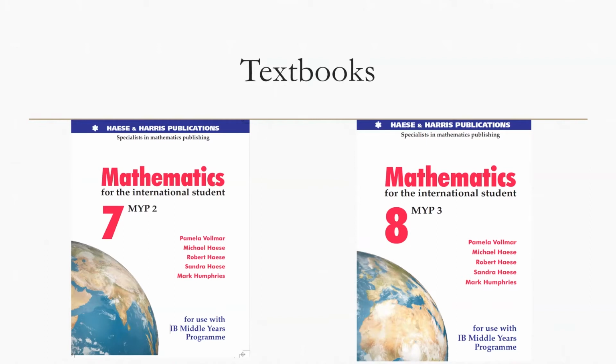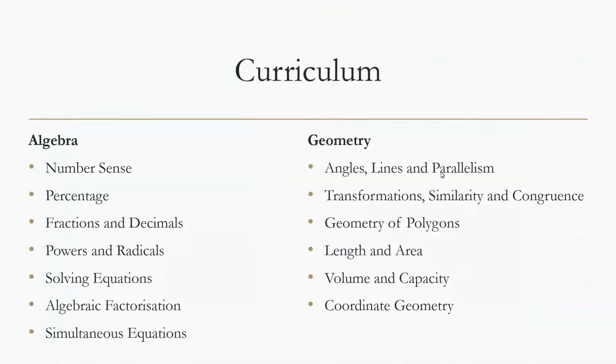Here is a brief overview of the curriculum. Mainly for this class, we're going to cover algebra and geometry. Those are the most important math strands, and most of the questions on the IB entrance test are going to be algebra and geometry. Under algebra we'll cover number sense, percentage, fractions and decimals, powers and radicals, solving equations, algebraic factorization, and simultaneous equations. For geometry, we have angles, lines, and parallelism, transformations, similarity, and congruence, geometry of polygons, length and area, volume and capacity, coordinate geometry.